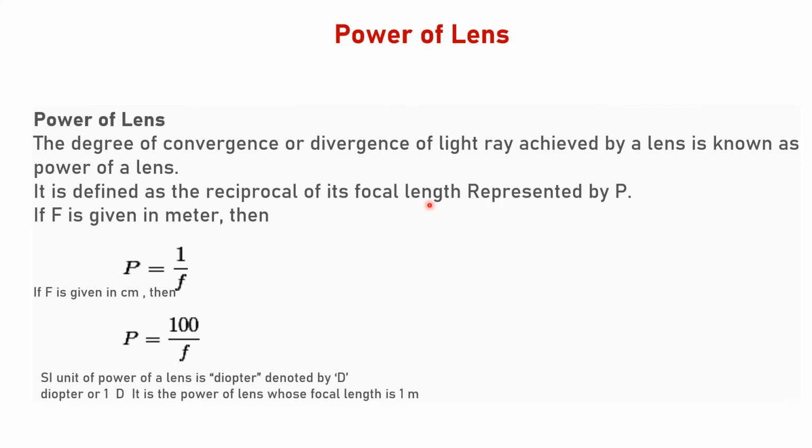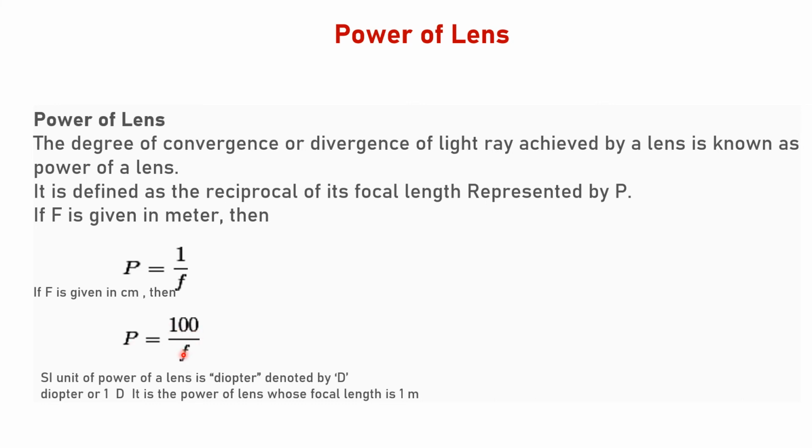But when the F is given in centimeter, then what will happen? Then you have to use this formula. P is equals to 100 upon F. Clear, students? So P will be 100 upon F.